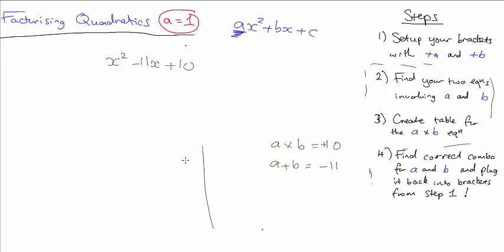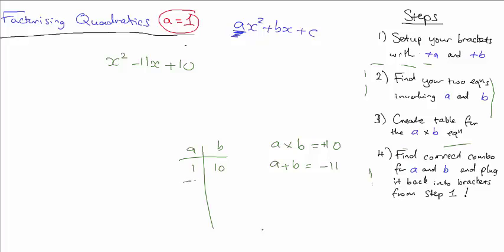Realistically at this stage, you know that you're looking for two numbers which multiply to give you positive 10. You can either have positive times positive to give you a positive, or a negative times negative to give you a positive. But we're looking for two numbers which add to give you a negative. So you could just skip and think about negative numbers, but for the sake of it, I'll do all the possibilities.